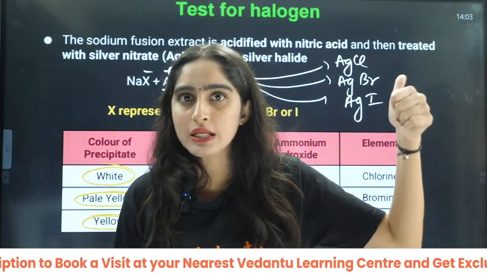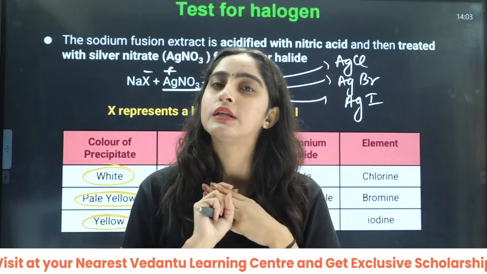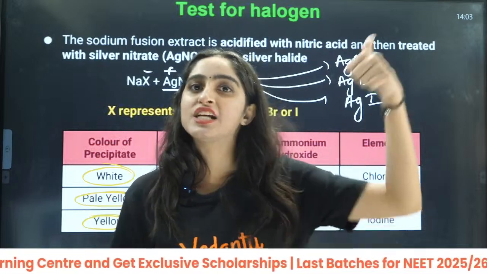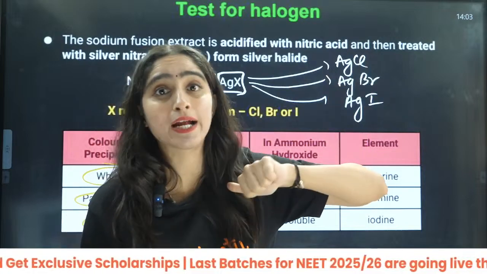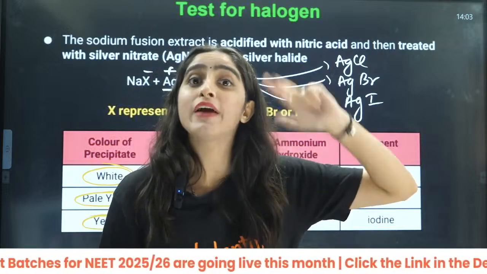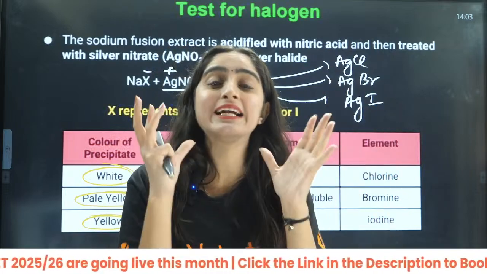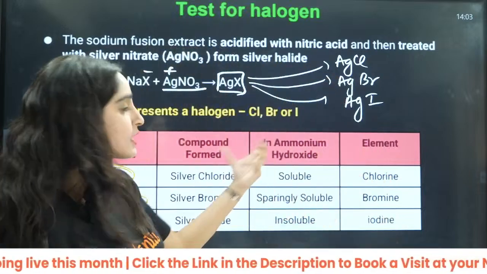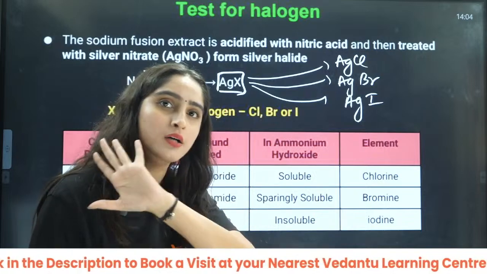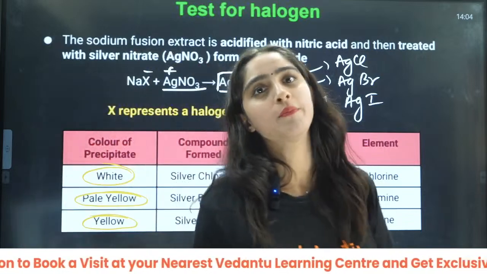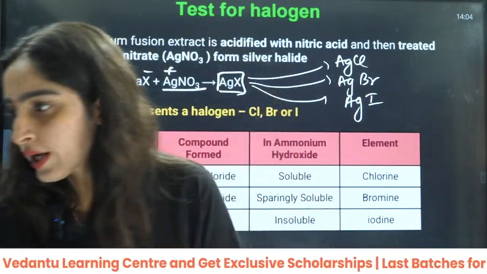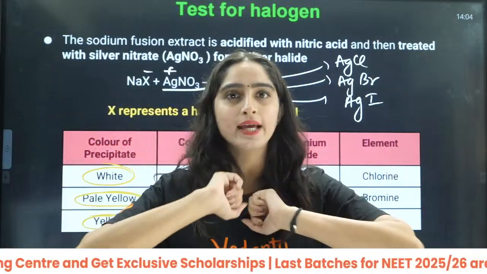After that, we did halogens. Halogens are of 3 types. You react it with AgNO3 solution, after which you have the formation of AgX. If it is AgCl, you will have white precipitate. If it is AgBr, pale yellow precipitate. If you have AgI, bright yellow precipitate. AgCl is soluble, AgBr is partially soluble, and AgI is completely insoluble in ammonium hydroxide solution.